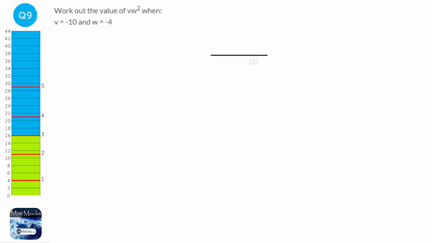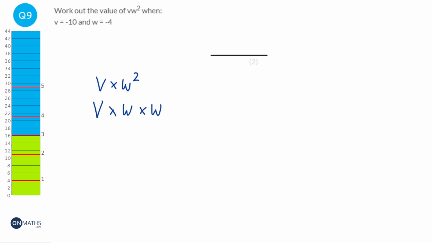Let's rewrite this expression, but with a times sign in. So v times w squared. Now w squared just means w times by itself, so we can rewrite that as v times w times w. Okay, so we know v is minus 10, so minus 10, and we know w is minus 4, so it's times minus 4 times minus 4.